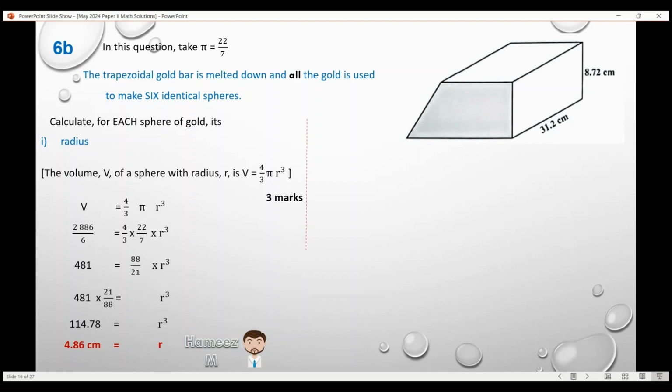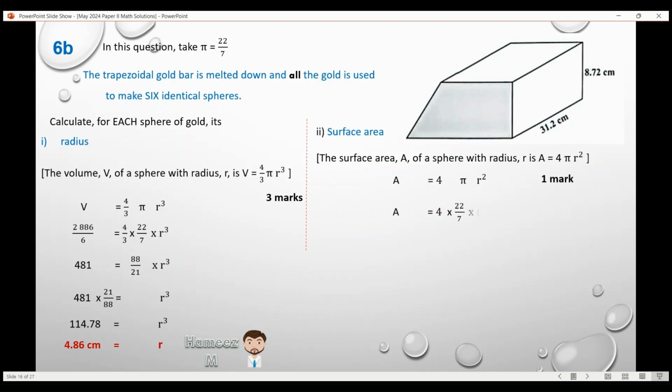Let's go on to the next part. Part 2. Calculate for each sphere of gold its surface area. And we have a formula given for that. So let's write the formula. A is equal to 4 pi r squared, and we would like to find A, the surface area. We know 4, we know pi, and r we worked out in part 1.